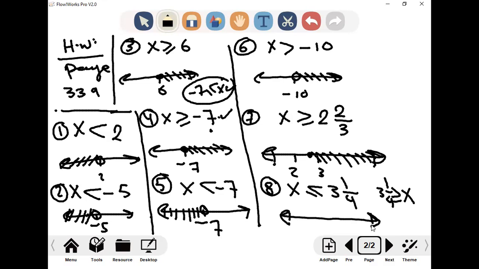3 and 1 over 4 is 3.25, a quarter. Quarter in Arabic is rubia. 3 and a half is 3.5, and 3.25 is between 3 and 4, but it is more close to 3, right? So here, closed circle. X less than, it is to the left. What? No. It's not at 3. Is it at 3? So how do you put it at 3? Is it at 3, Ali? No. If it's 3, you put it at 3. It's not 3. It's after 3, but it is close to 3. Got it?